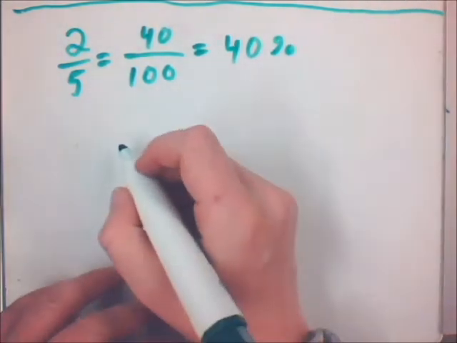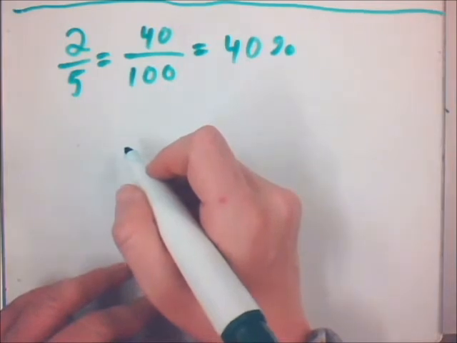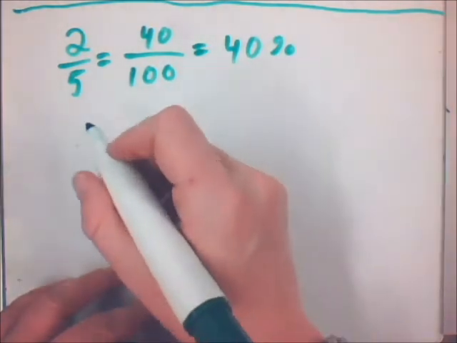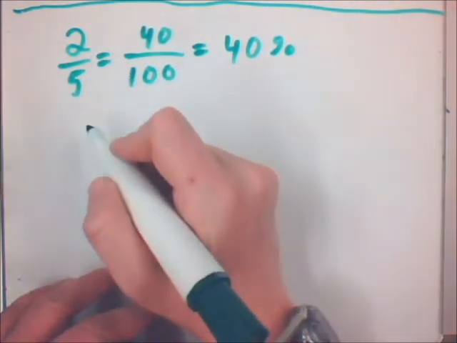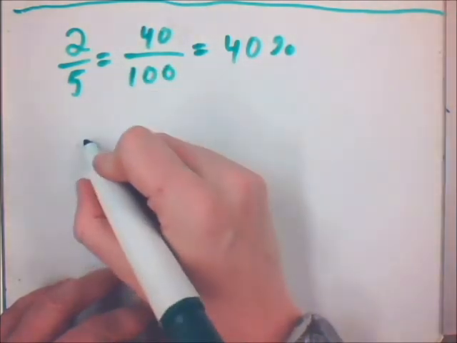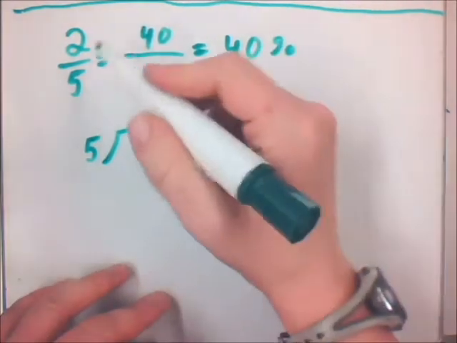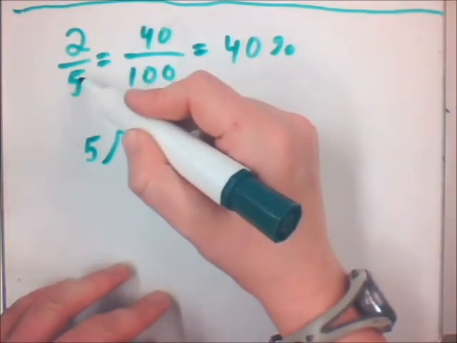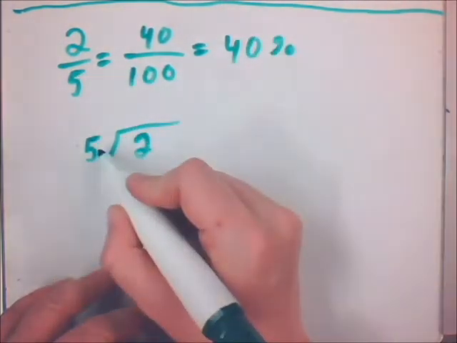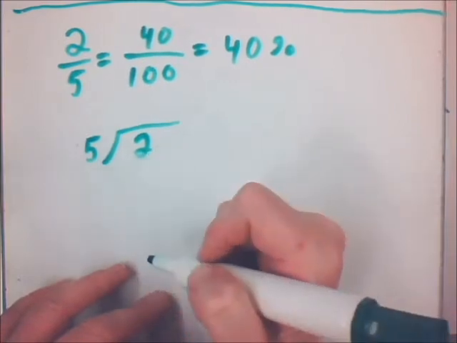The other way that I can change this into a percent is through division. So I make this into a decimal first, which we're all familiar with. So I go 2 divided by 5. Notice that the 5 is wearing the hat here. So here the 2 is out in the rain and the 5 gets to wear the hat.